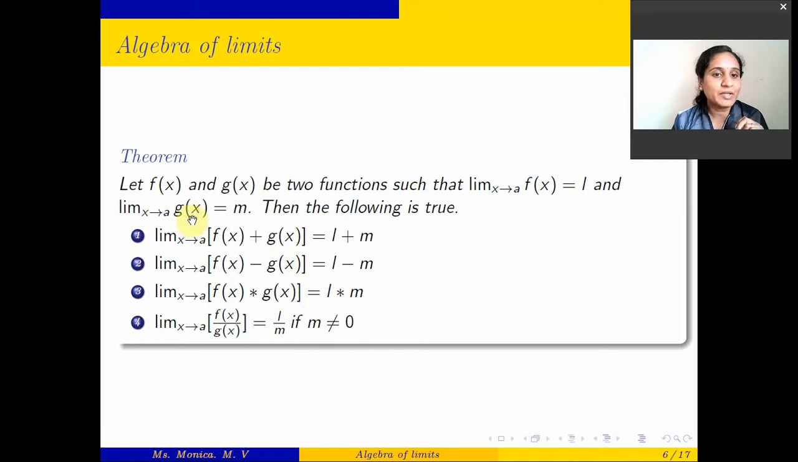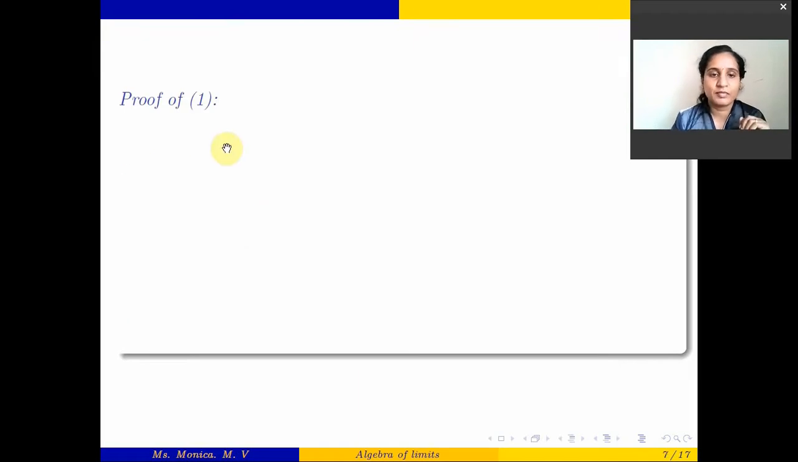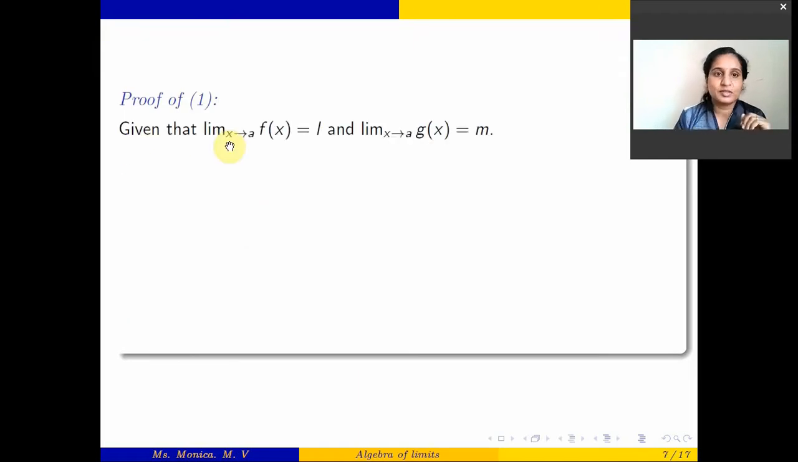The same thing will apply to this limit also. Given any epsilon greater than 0, we can always find a delta greater than 0 such that when the distance between this x and the point where I take the limit, distance between x and a becomes less than delta, then the distance between g of x and M becomes less than epsilon. Knowing this definition, we will proceed further with the proof. We'll start with the proof.